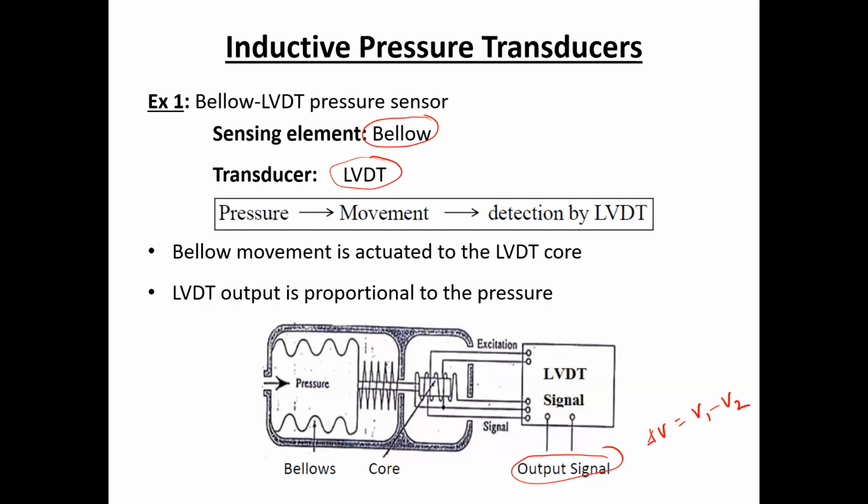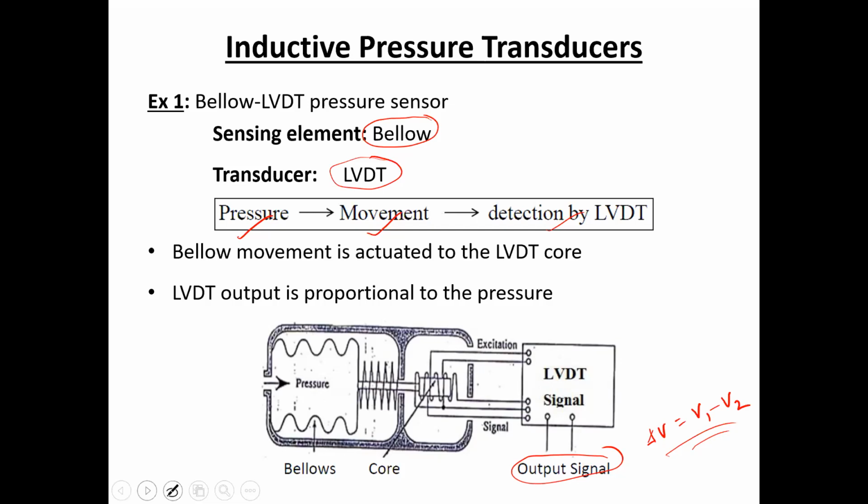So here the pressure is first of all converted into displacement or linear motion or movement using the bellows, which is further transferred to the LVDT, and LVDT detects the change in displacement in terms of change in mutual inductance, which further is converted into change in voltage. So in this way, using LVDT, inductive pressure transducers can be formed.